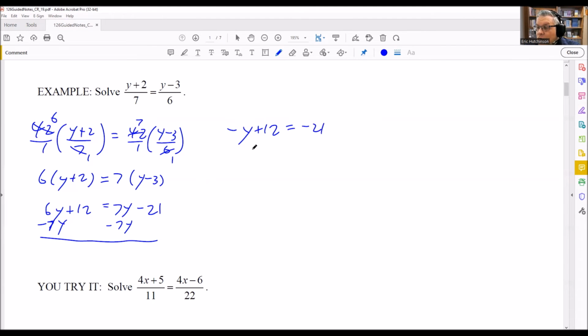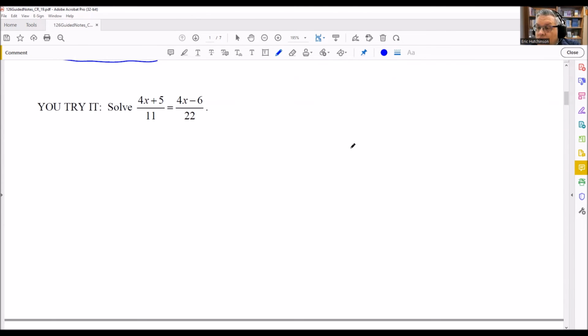And then now we'll subtract 12 from both sides, and we get -y is equal to -33. But then we'll divide both sides by -1 to make it a positive y, because that's what we're trying to solve for. And if we do that, we're going to get y equals positive 33. So that's the answer there. And we'll do one more.